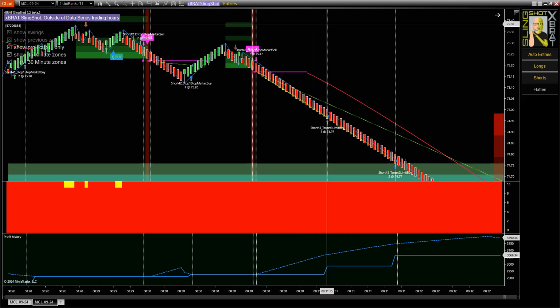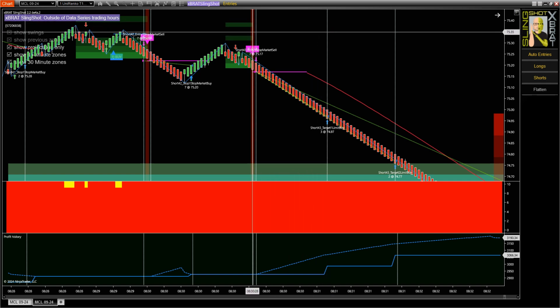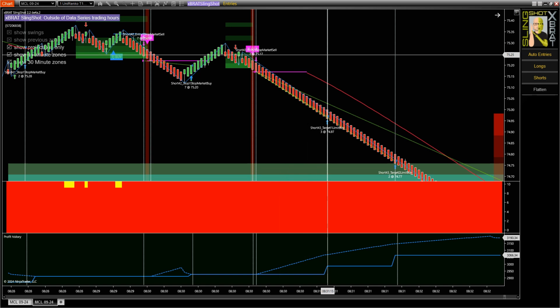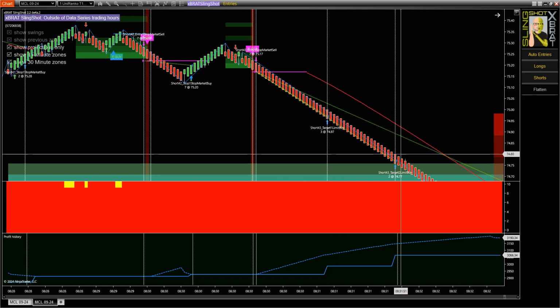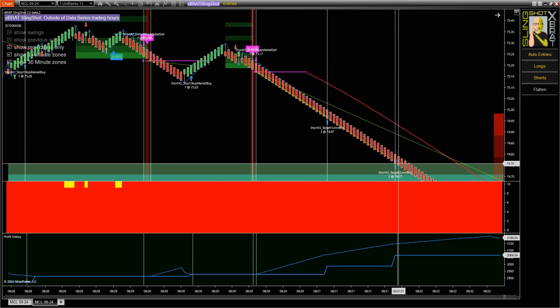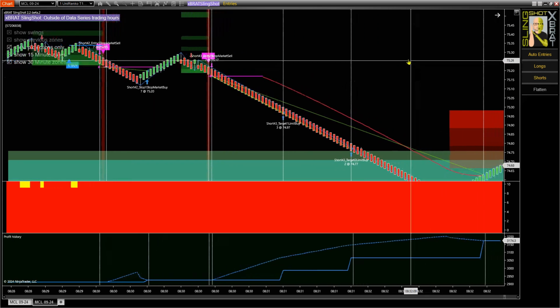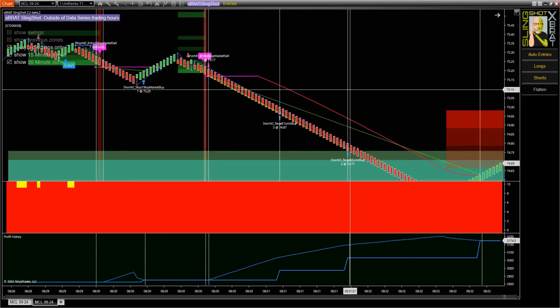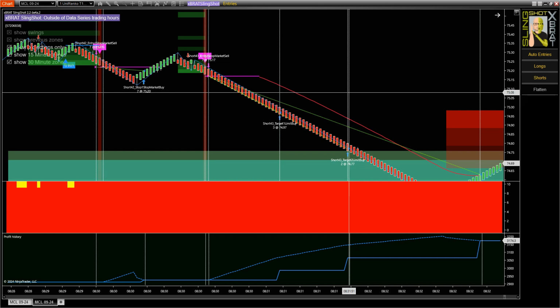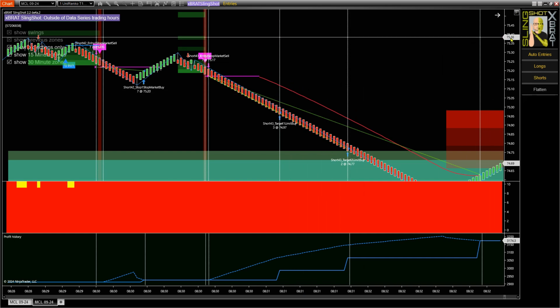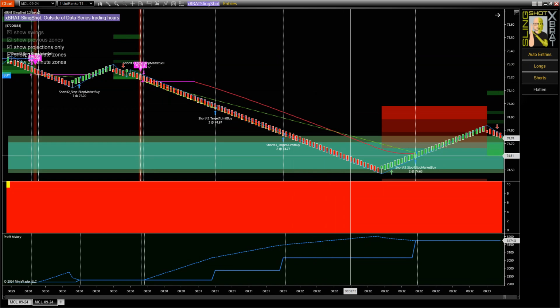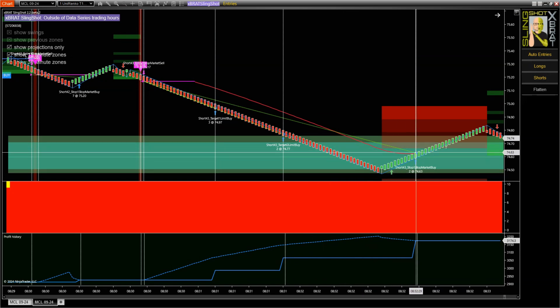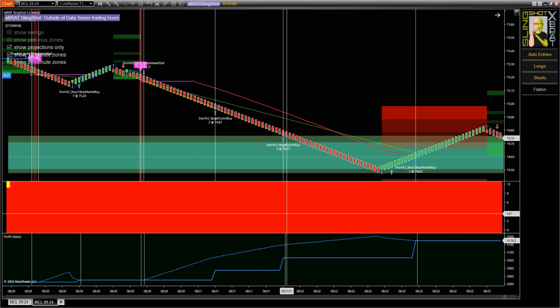The first target was hit. So this was 7 contracts on MCL. The first target was hit 47 seconds later. The next target, at the Guardian zones, at the support zones there, 2 further contracts were taken off 36 seconds after that. And then when we hit that support zone, it came back up, it took the trailing stop 38 seconds after that. So this whole trade was in less than 2 minutes.